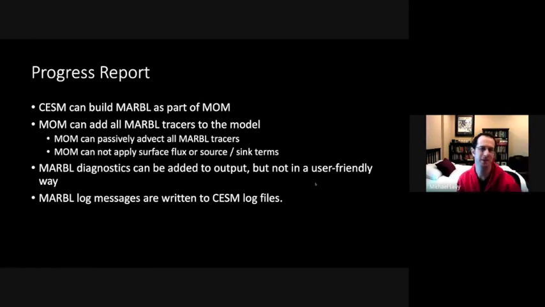So I'll interrupt just to give a progress report on where things stand right now, and then the rest of the talk will be more details on these bullet points. CSM can build MARBL as part of MOM. MOM adds all 32 of the MARBL tracers to the model. Right now, it's only passively advecting the MARBL tracers. We're not applying the surface flux or source sink terms. And MARBL diagnostics can be added to the output, but it's not in a user-friendly way right now. It's very kludgy, and obviously that'll get cleaned up as this work progresses. And we do write MARBL log messages into the CSM log files.